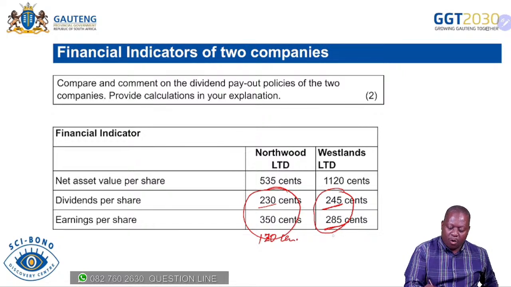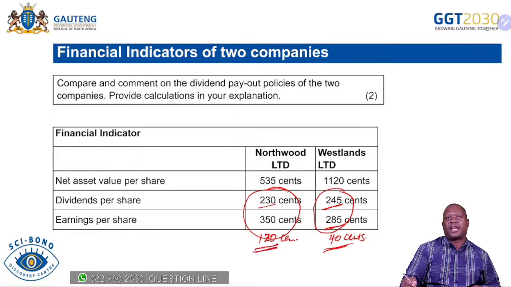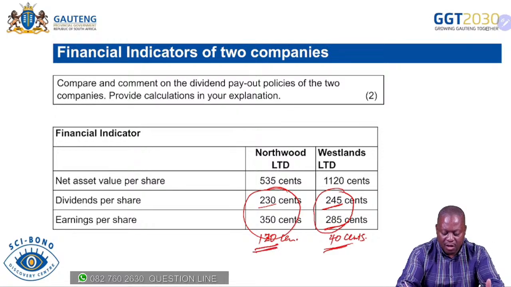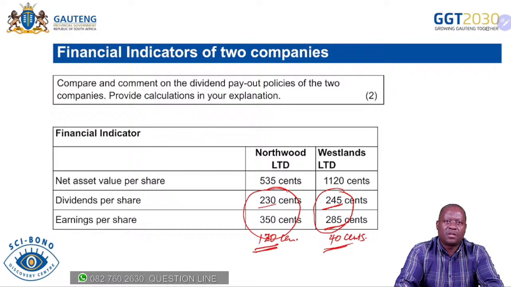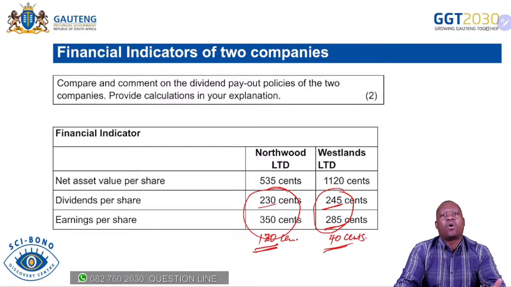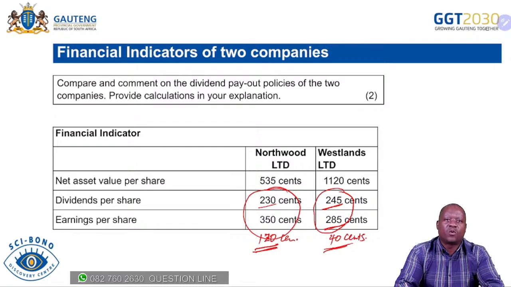It means they are only retaining the difference between the two, which is 40 cents. Retaining 40 cents, retaining 120 cents. Which is better? You still remember I gave you that as food for thought: when a company is retaining more, why? Or a company is retaining too little, why?